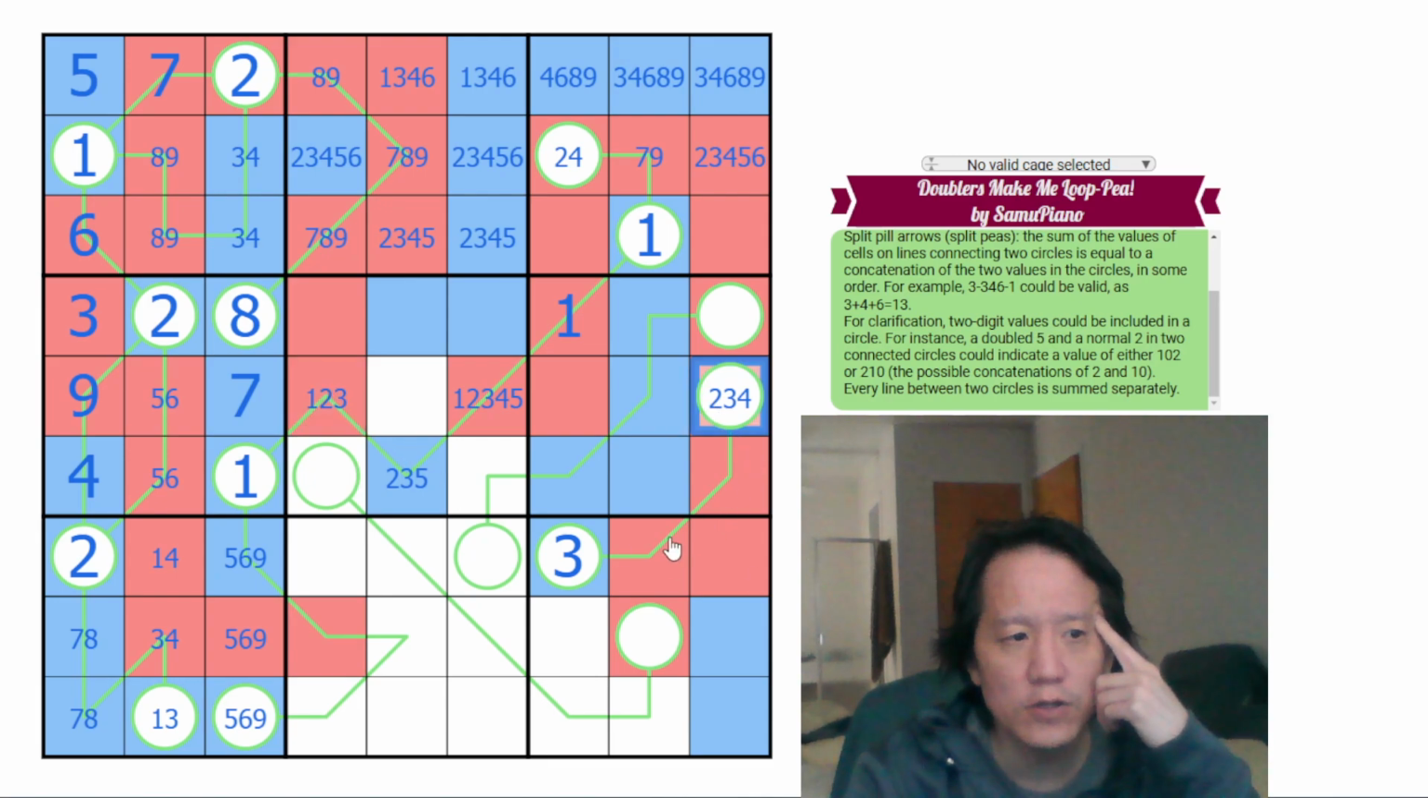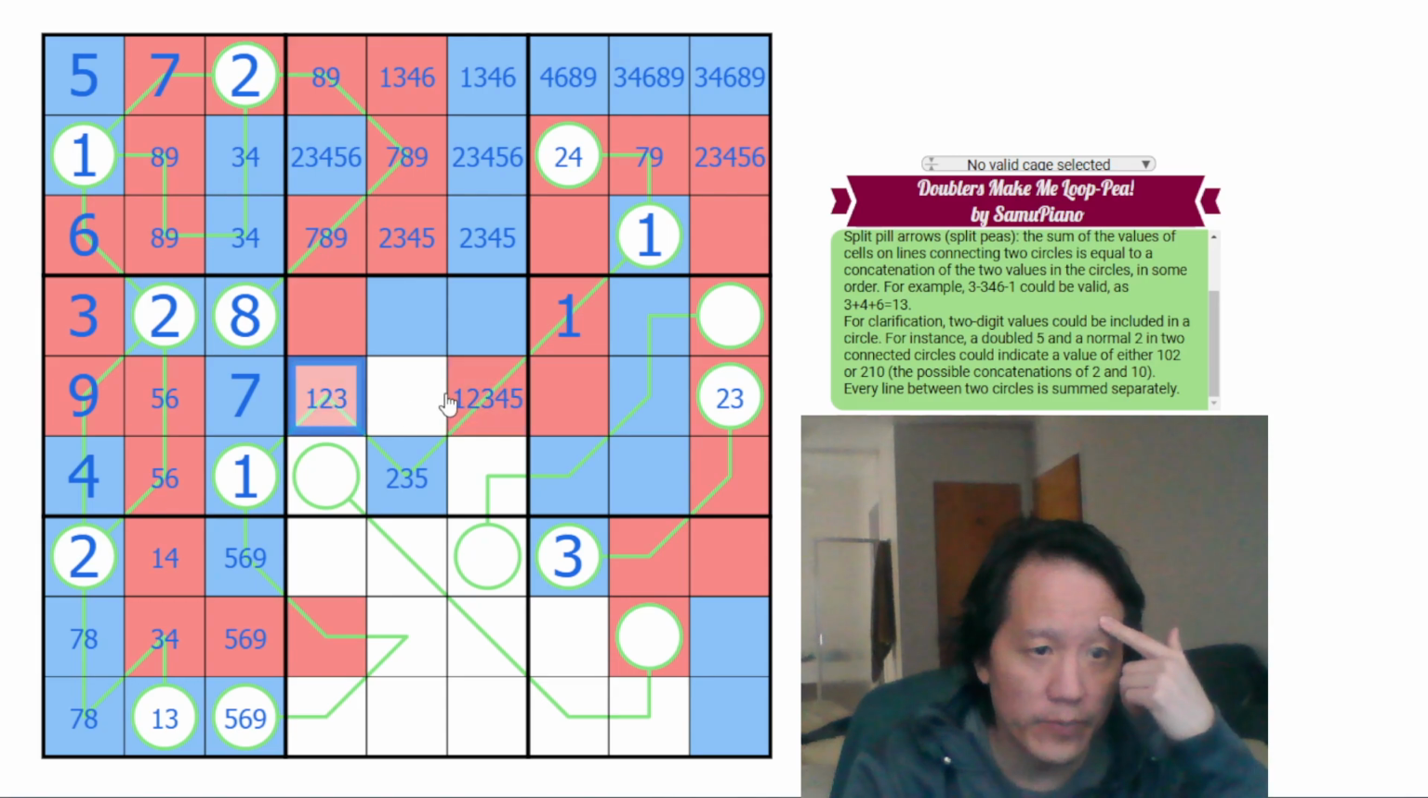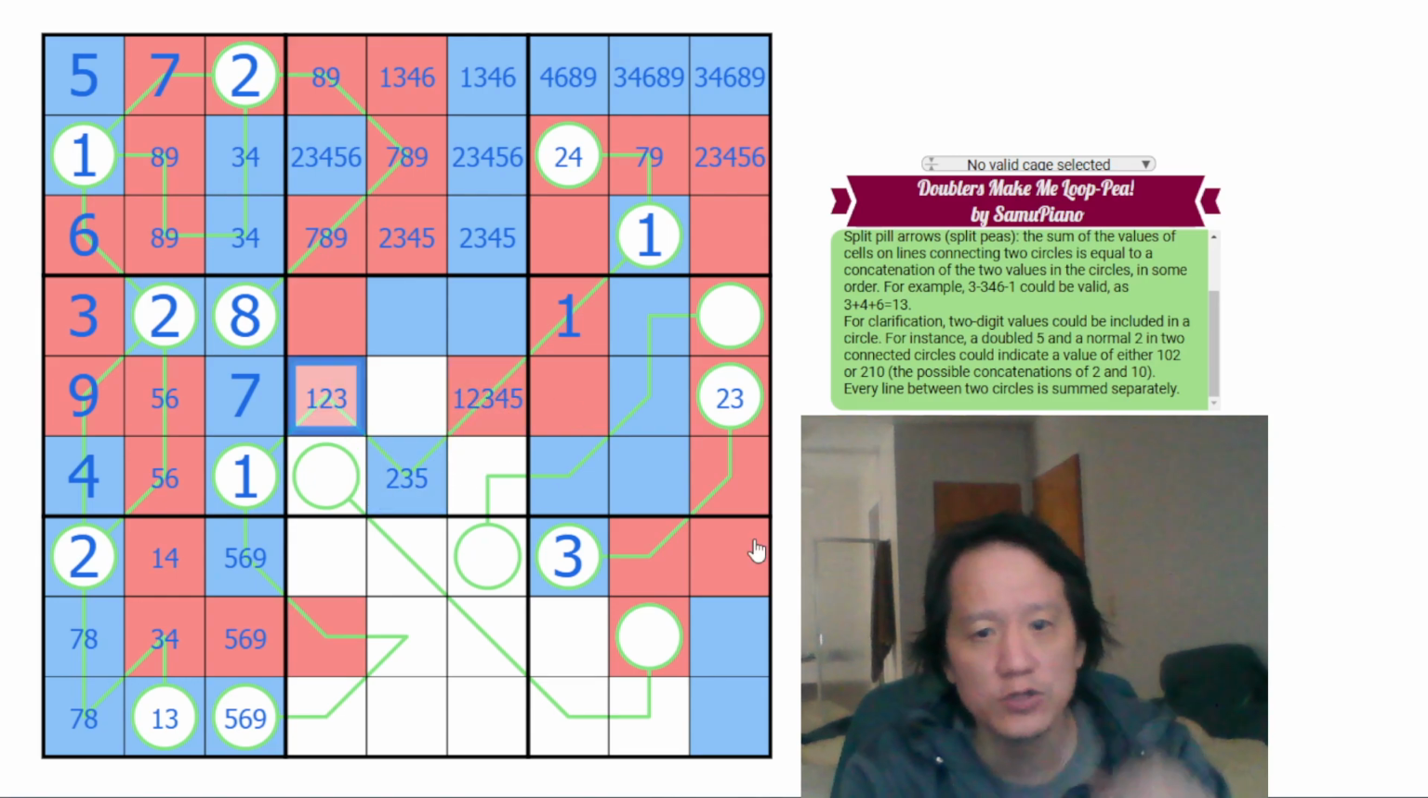wait, this can't be 38. No, yeah, because 38 is 19 doubled. So this can't be 4. If it's 1 plus 3 doubled, that doesn't work because we know that's 2. So these three have to add up to 9. 1 plus 3 is 8, but then it would have to have a 1, so that doesn't work. 1 plus 2 is the only possibility.